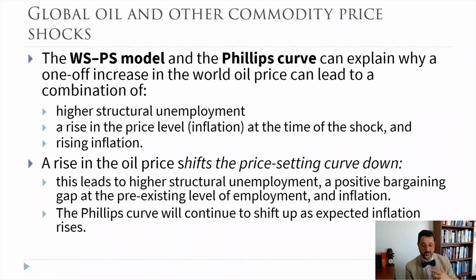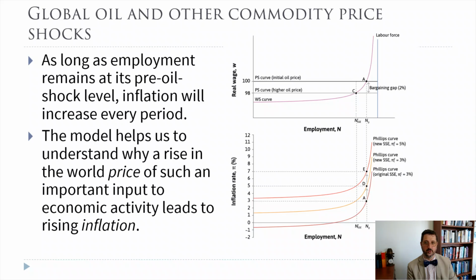So that's kind of what we saw. Inflation started creeping up in the United States in the second half of the 1960s, and then continued to increase throughout the 1970s, partly driven by these increases in the price of oil. And so we've already seen this graph, but here the decrease in the price setting curve moving from A to C is caused by the higher oil price.